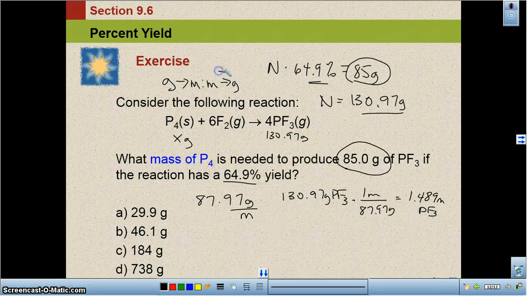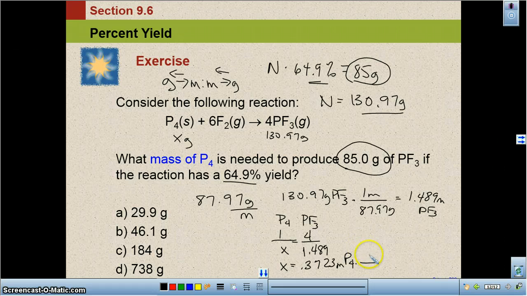Now I'm going to go backward. So these arrows, I guess, really should be looking this direction, even though it doesn't really make that much difference. And I'm going to say, okay, if the balanced reaction tells me that P4 to PF3 is a 1:4 ratio, the problem that I have says that I should end up with 1.489 moles of PF3, and I need to know how many moles of P4 that is. So I take 1.489 divided by 4, and X equals 0.3723 moles of P4. And then you turn around and change that to grams.